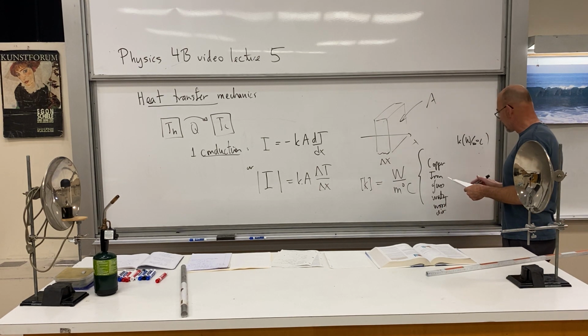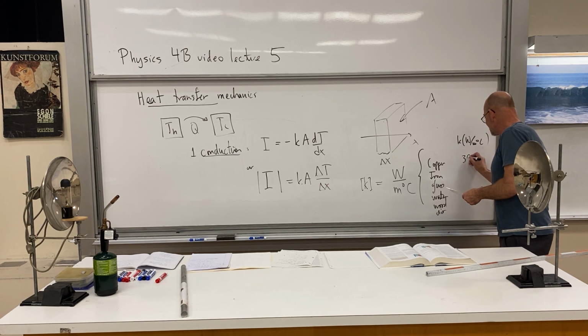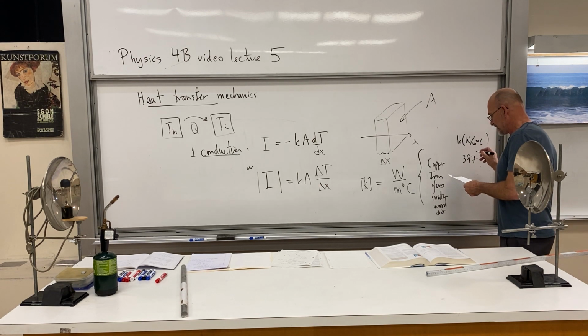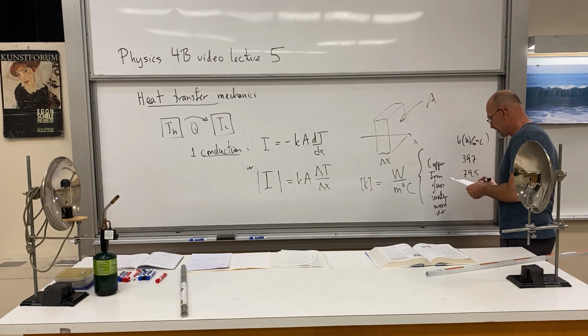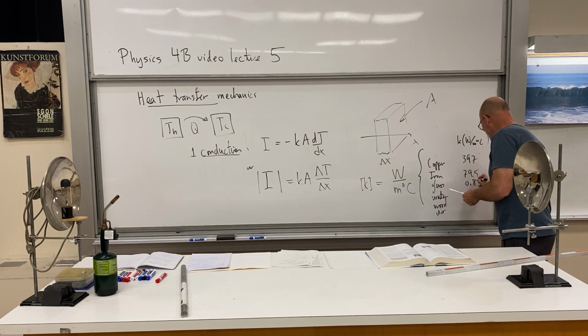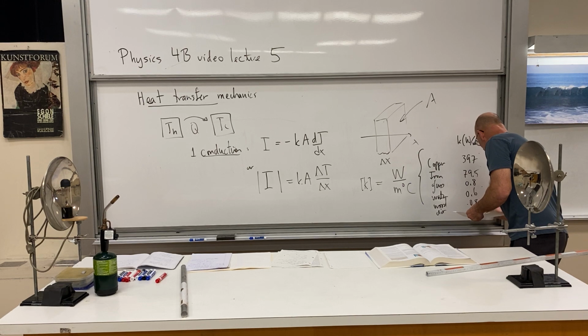And what do we have for the numbers? The copper, 397, the iron, 79.5, the glass 0.8, the water 0.6, the wood 0.08, and the air 0.023.